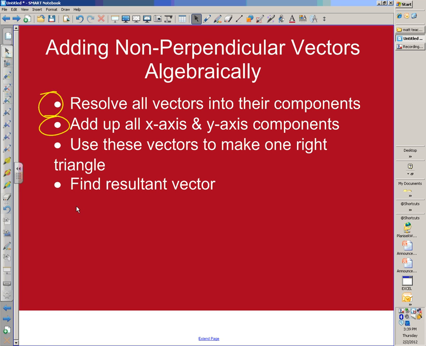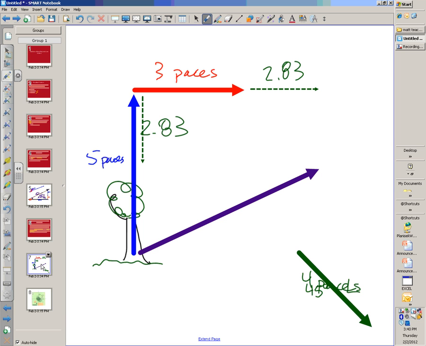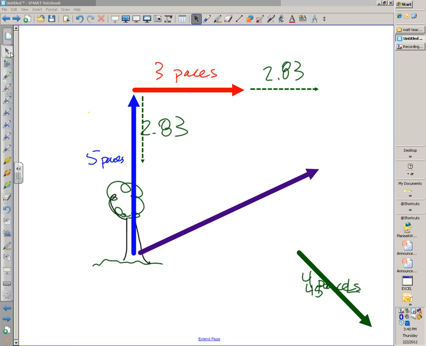In doing that, the third step of the process says, use those vectors to make one big right triangle. So I'm going to take these 2 and add them together, and I'm going to end up with one big x-axis component. I'm going to take these 2 and subtract them and end up with a final y-axis component. It's going to be smaller than the 5 paces originally because we have to subtract because of the different direction, but we'll still end up with it. Go ahead and figure out the 2 sides. Shouldn't be too hard to do.